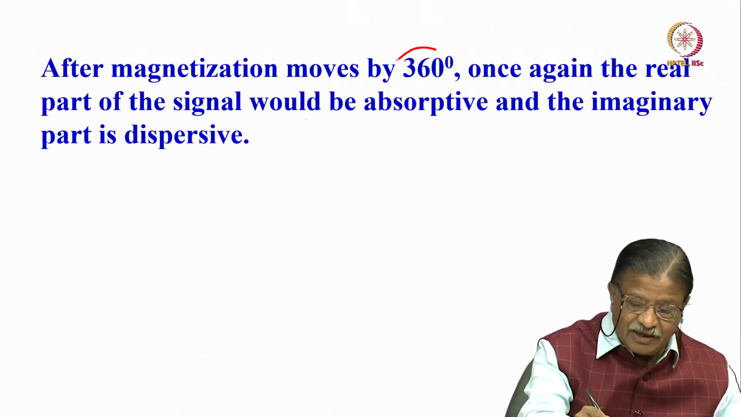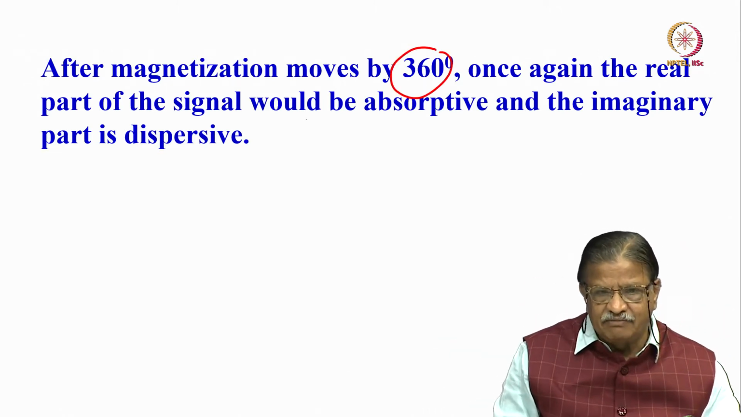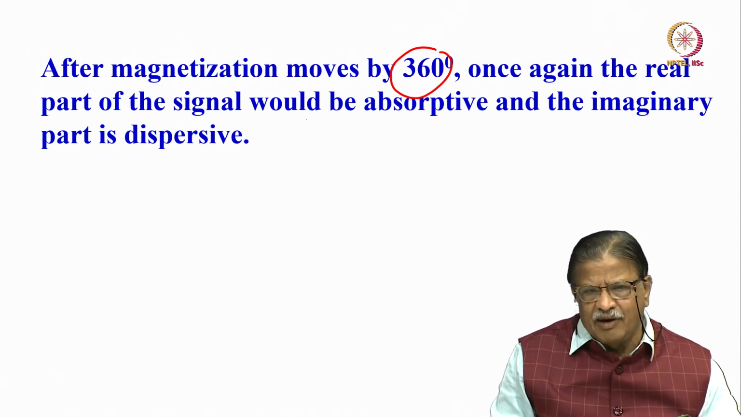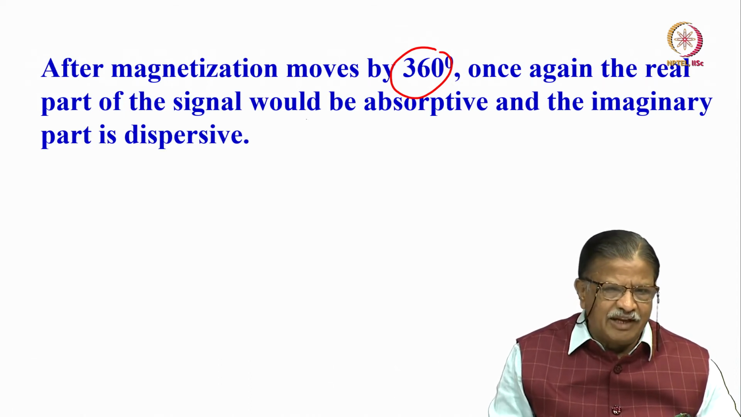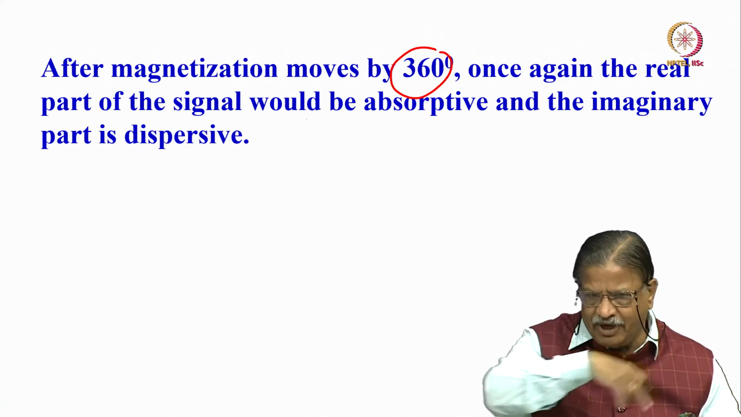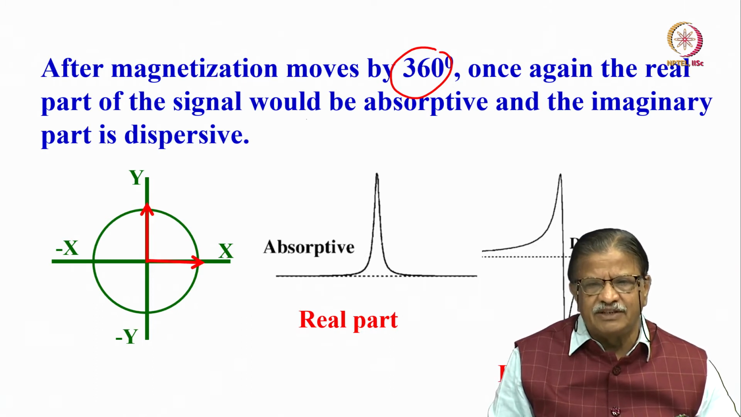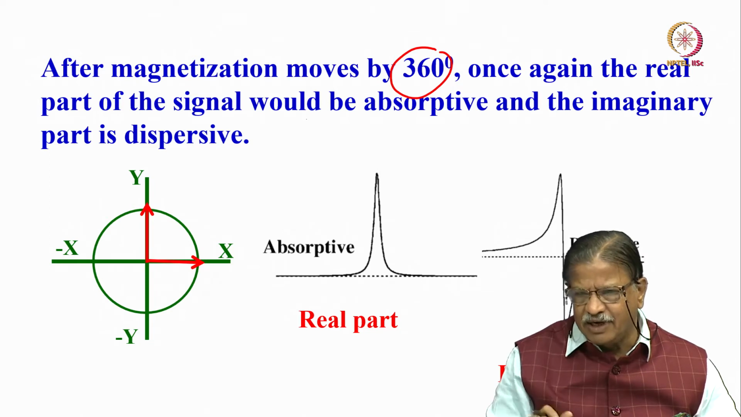After 360 degrees, what will happen? Both the components will undergo one full rotation and come back, and then we will have the real part as positive absorptive and imaginary part as dispersive, because one rotation has completely gone through like this. This is after a 360 degree pulse. This is what is important.